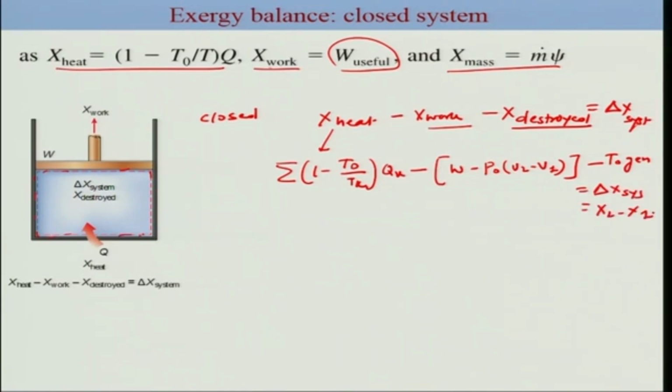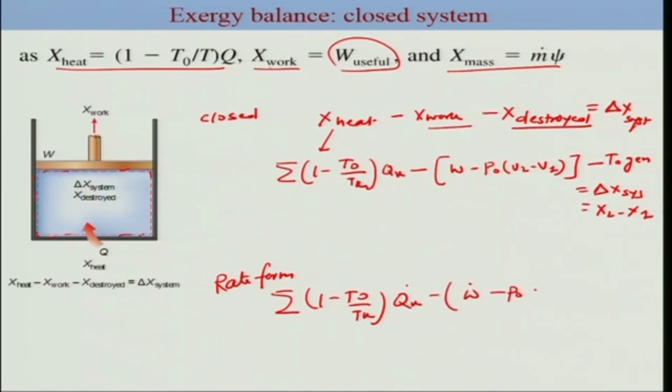You can write this in terms of rate form. For the rate form, you have the same expression except that you have to write the dot, and W becomes the rate, and P0 dV system by dt, that will be the rate of change of the volume, minus T0 S generation dot, that will be your dX system by dt. So that will be your expression for the rate form.